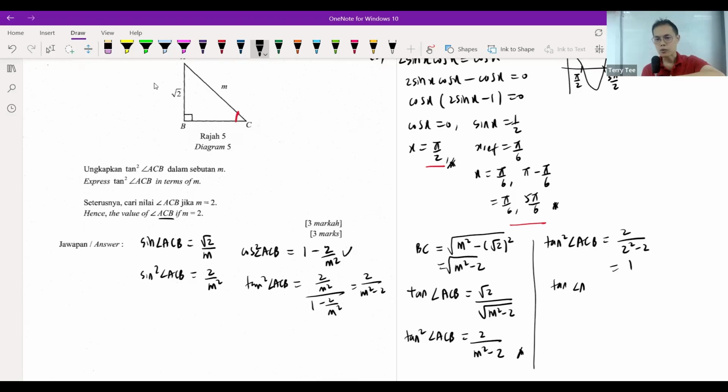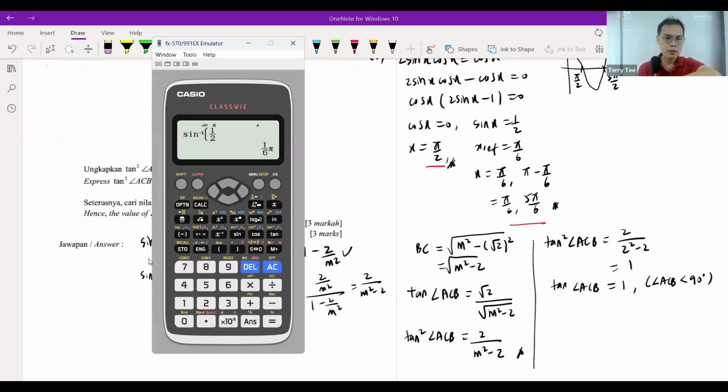Whenever you square root, by right, you should put a plus minus. But you can see ACB is acute angle, right? So there's no point to put plus minus. You can put plus minus 1, but like I say, ACB is acute, so maybe I just put 1. We say ACB is less than 90, acute. If it's less than 90, it cannot be negative 1. Your angle is always positive. So there's only one answer.